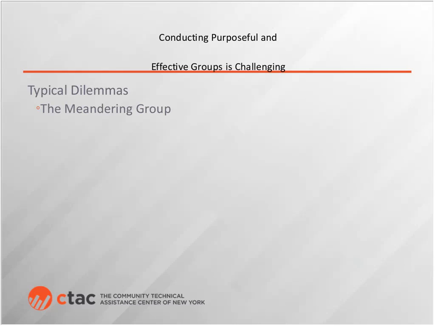So one dilemma is the meandering group. I don't know if you run groups like this. I certainly have. Wow, we lost sight of what the focus of this group is. We're going from this topic, then flitting to another topic, then somebody brings up another topic. It's like, gee, we lost focus. And that can very easily happen unless you have a specific plan and a specific framework to ensure that you don't get off track. So that's one dilemma.